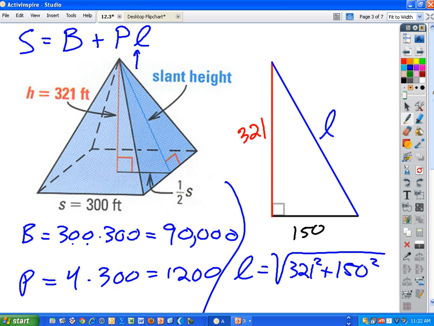And when I get that number, I can plug it into my formula with the other numbers. Right? I found the base was 90,000. Perimeter was 1,200. I put that in my calculator. I get an answer and multiply that times P. Okay? No big deal. The hardest part was finding L, but it's not that big a deal. Okay? Does that make sense? Okay? Let's look at one more example.